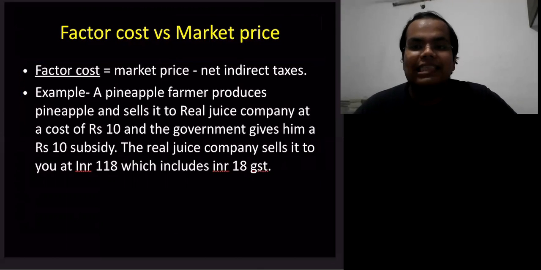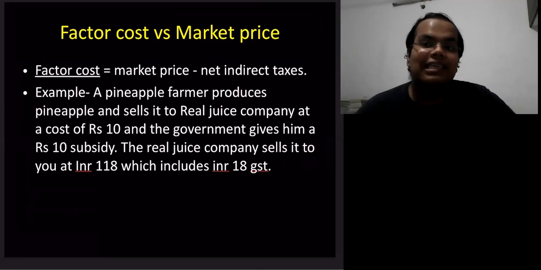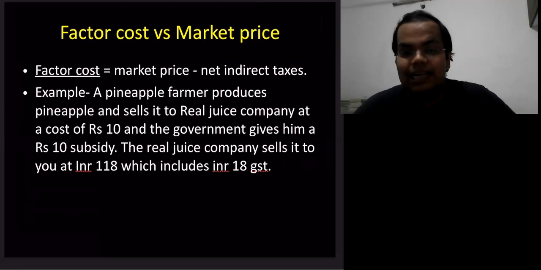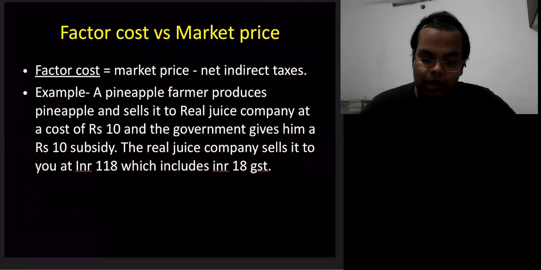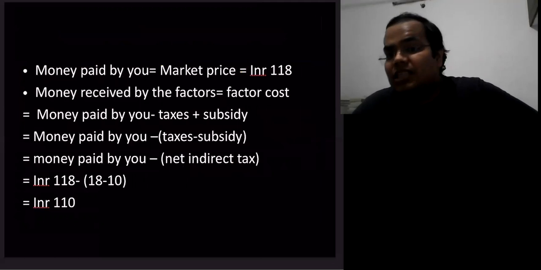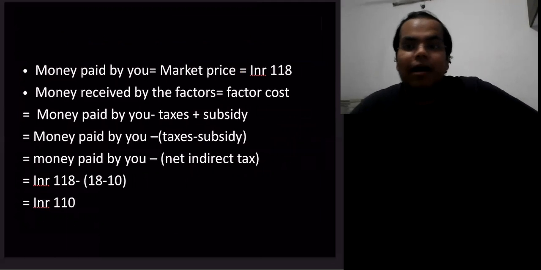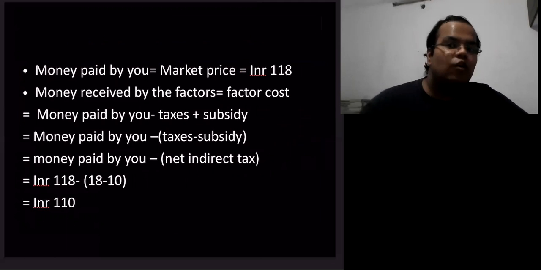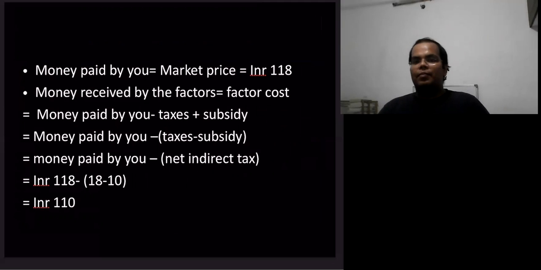So, what exactly is the factor cost and what exactly is the market price in this particular case? Let's have a look at that one by one. All right. The money which has been paid by you is the market price. The 118 rupees that you have given is the market price. Now, out of the 118 rupees that you have given, some particular amount is going to the government and the remaining amount is going to the factors of production. What are the factors of production in this case?